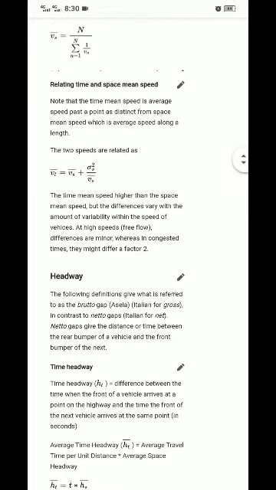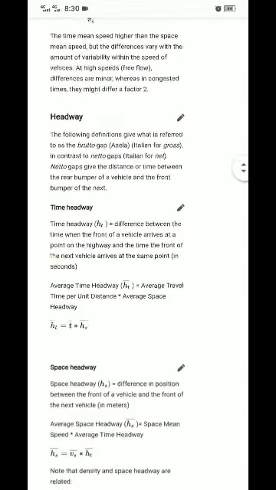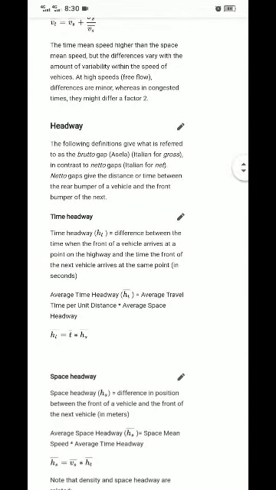So the next one is the headway. The following definitions give what is referred to as the brutto gap, Italian for gross. In contrast, the netto gaps, Italian for net, give the distance or time between the rear bumper of a vehicle and the front bumper of the next.